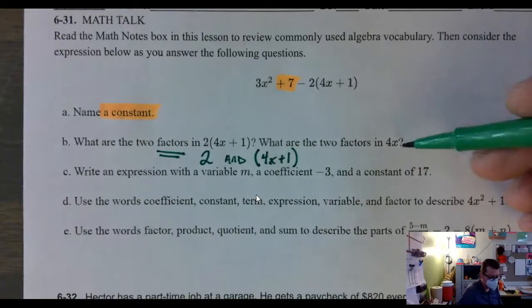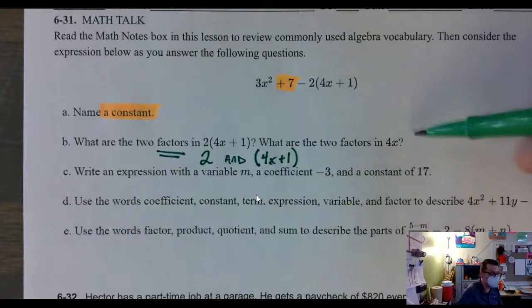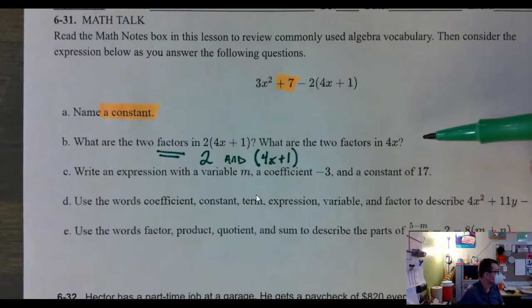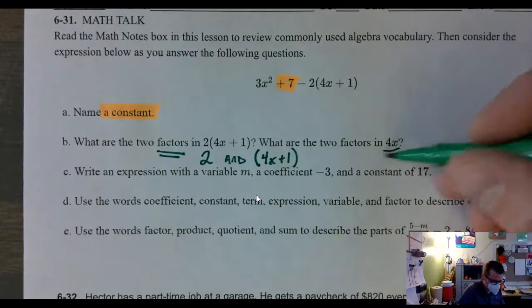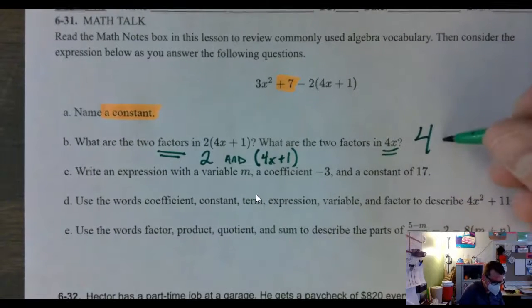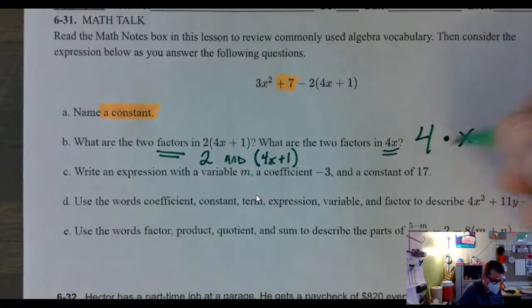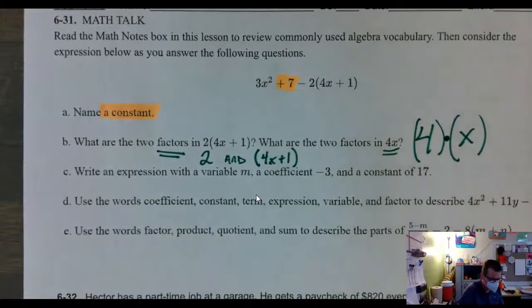But for the two factors of 4 times x, what are the two things being multiplied there? Eve, you with me? Because you're not. Your eyes are shut, and you're like poking out your eye with a pencil. 4 times x is 4 times x. Those are our two factors. Literally, 4 is one of them. X is the other one.